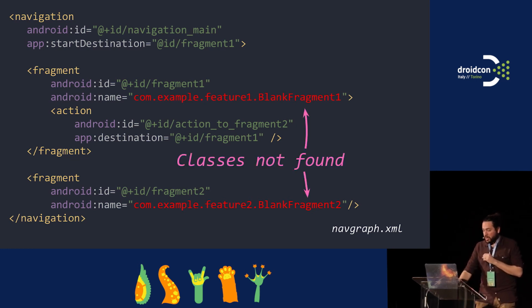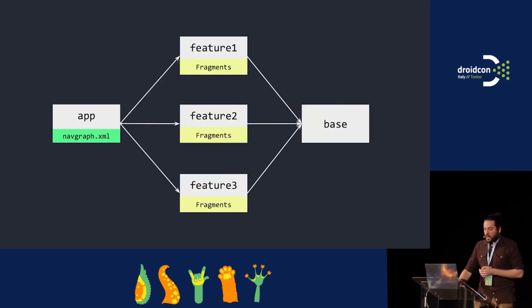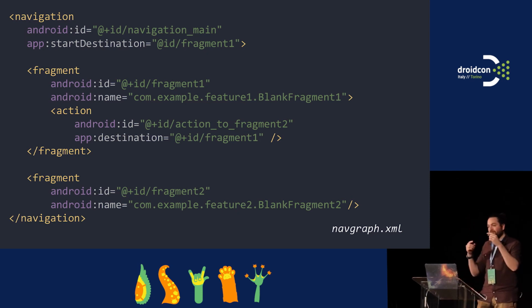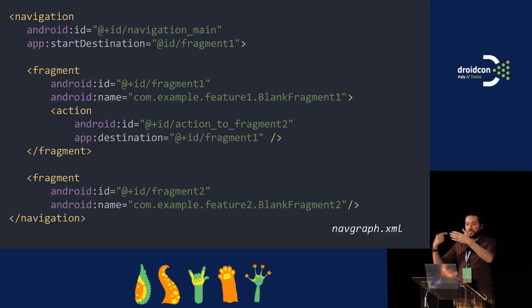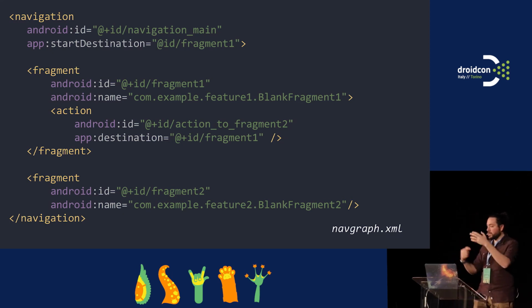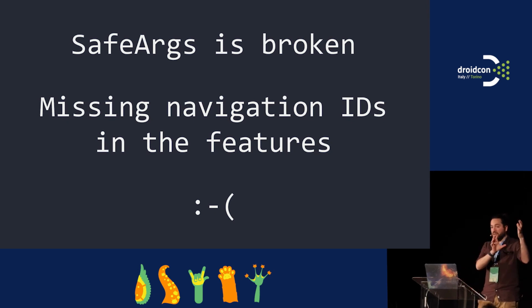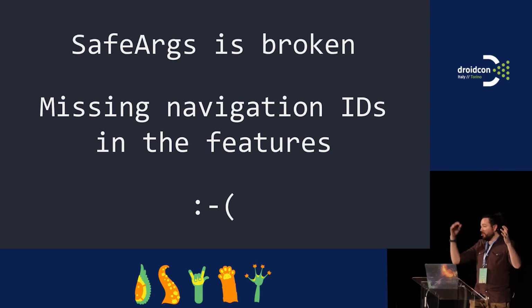So yeah, the classes are not fun, right? A solution to solve that is to put the nav graph into the app, right? Because the app depends on the different features, and it has access to the fragment, to the layout, and everything. And then, yeah, it's all green, right? But there is a problem with that: if you do your logic from the features, for example, you won't be able to link it all together, because you won't have the nav graph IDs in your different modules.